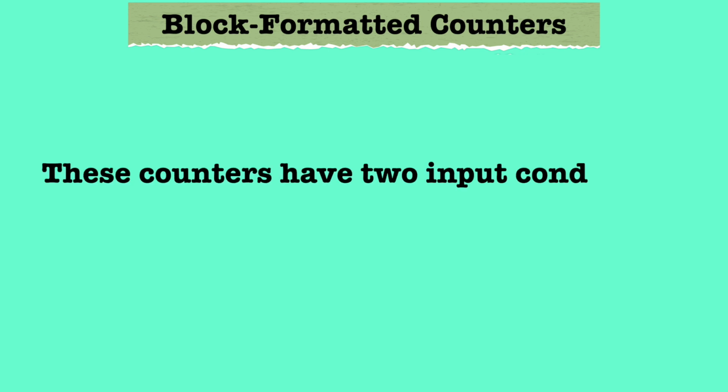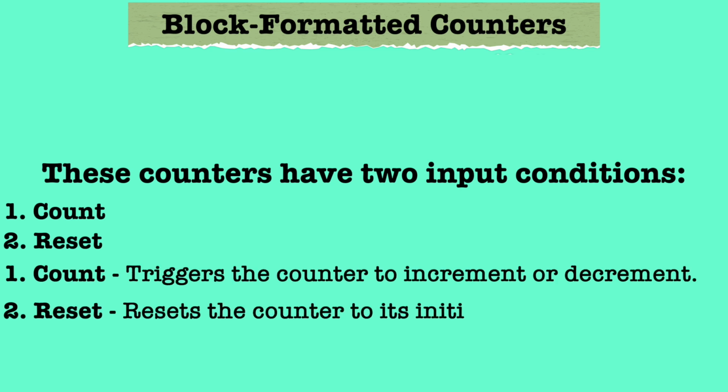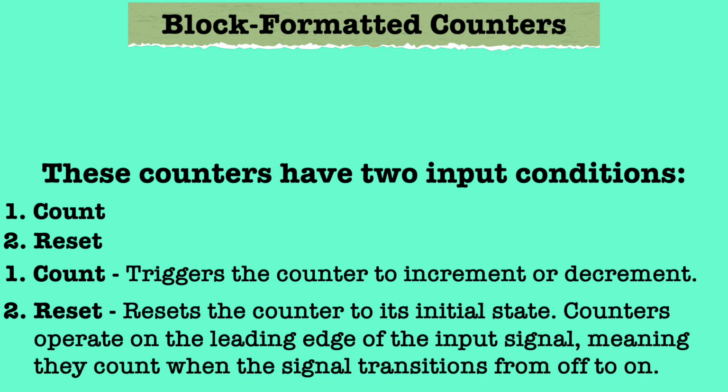Next, block formatted counters. In a block format, the instruction indicates the counter type, either up counter or down counter, along with the preset and accumulated values. These counters have two input conditions. The first one is count and the second one is reset. Count triggers the counter to increment or decrement. Reset resets the counter to its initial state. Counters operate on a leading edge of the input signal, meaning they count when the signal transitions from off to on.